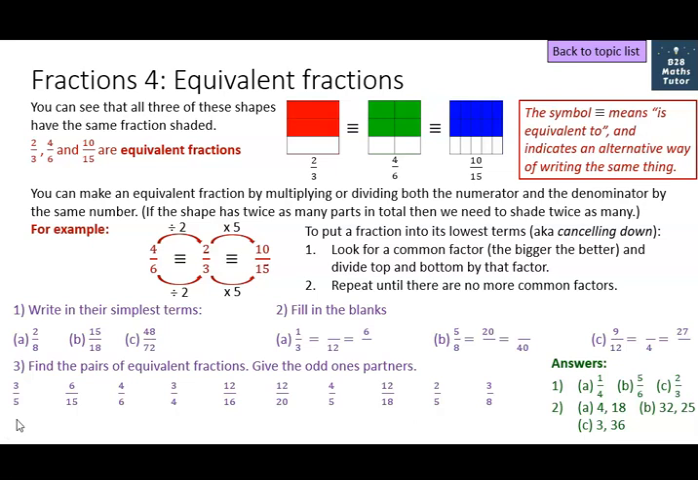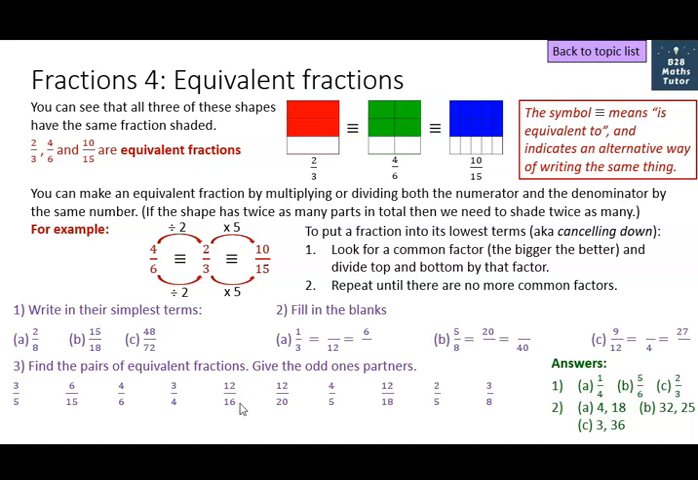Okay, and this last one, find the pairs of equivalent fractions. So the trick here is you need to cancel them all down into their lowest terms and see which ones are the same. So 3/5, you can't divide 3 and 5 by anything except 1, which won't help you, so that's already in its lowest terms. 6/15, we can divide top and bottom by 3, which gives us 2/5. This one, top and bottom by 2, gives us 2/3. This is already in its lowest terms.